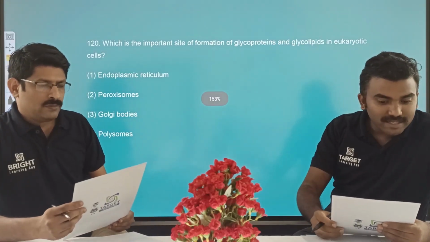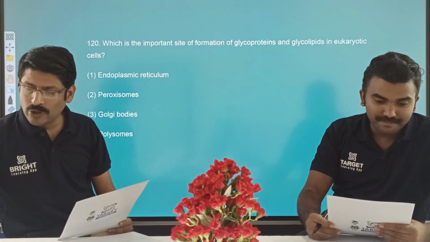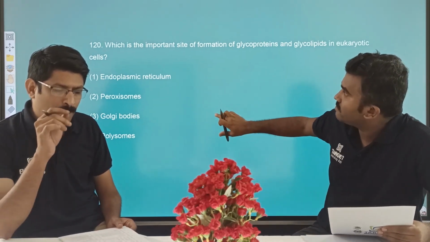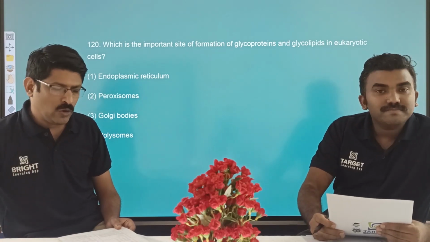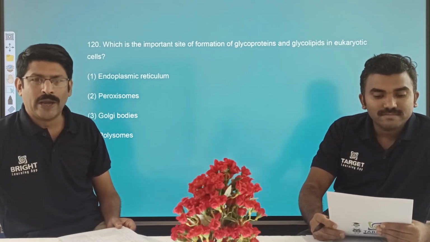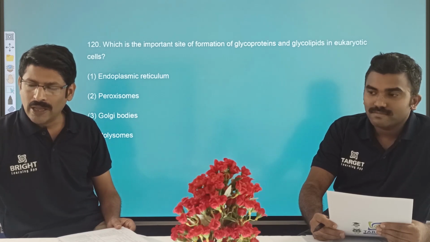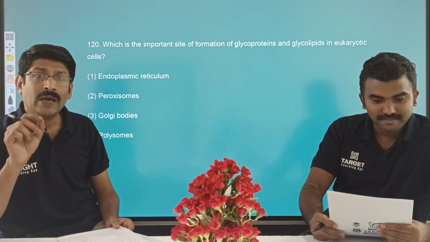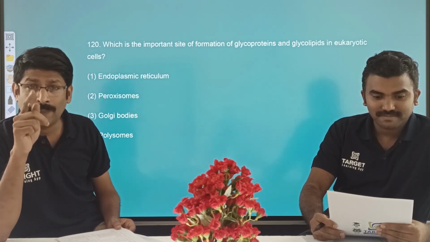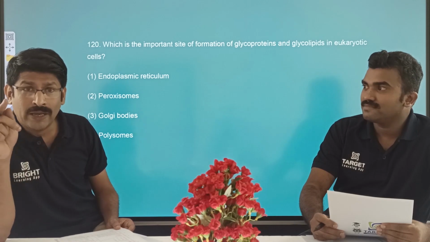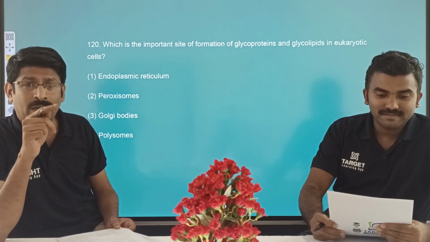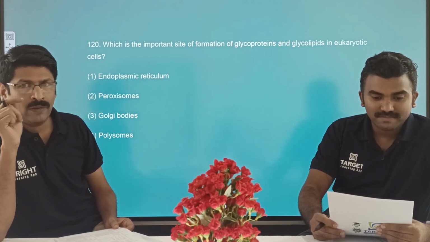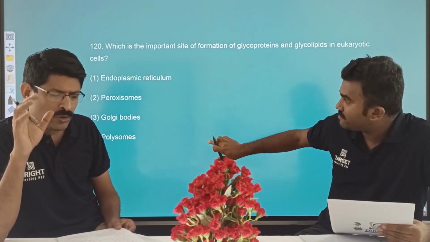It is from the chapter Cell: The Unit of Life, question 120: which is the important site of formation of glycoprotein and glycolipids in eukaryotes? When you are studying glycoprotein and glycolipid, you can clearly see in the first paragraph of page number 134, the last line says the Golgi complex or Golgi apparatus is a site of synthesis of glycoprotein and glycolipids. So the answer is no doubt Golgi body.